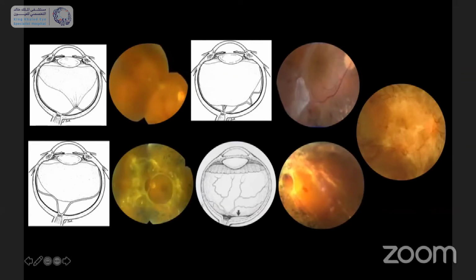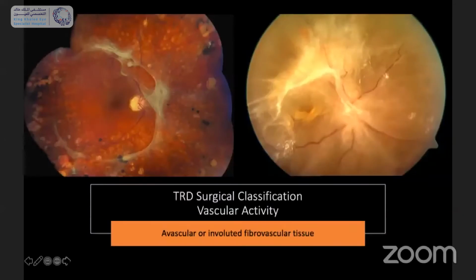Okay, so what is going on here? Another way of classifying it is not only based on the adherences. We saw in several examples that some of the cases had very good vascular activity. Other cases that they showed us were very ischemic. So I think even the vascular activity is extremely important.